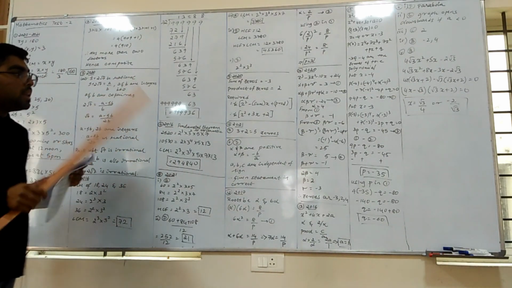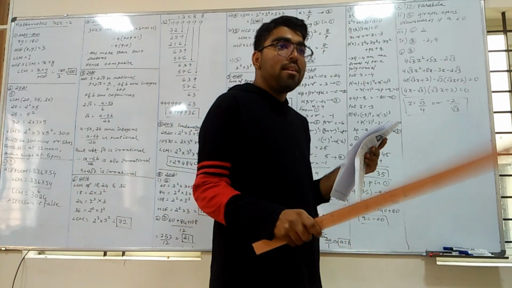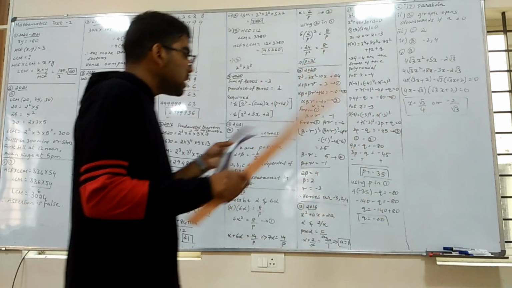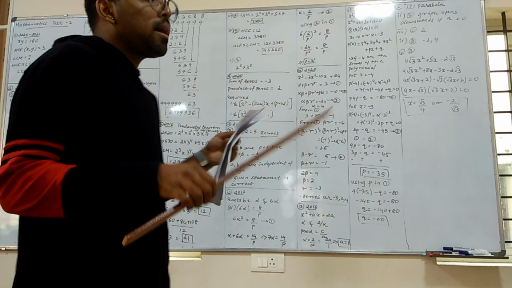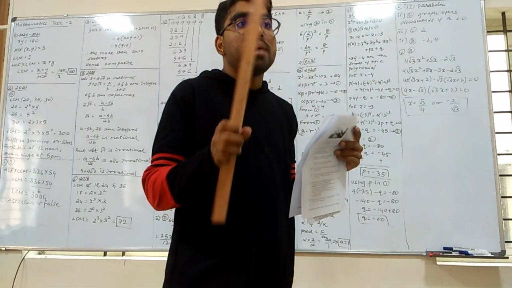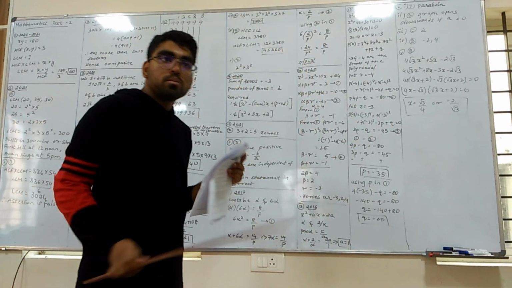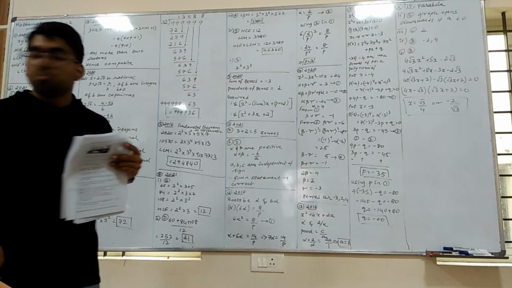Then alpha into beta plus beta into gamma plus gamma into alpha is equal to c by a. The formula is c by a. What is your c? Minus 10 by 1. That is equal to minus 10. That is your equation number 2.